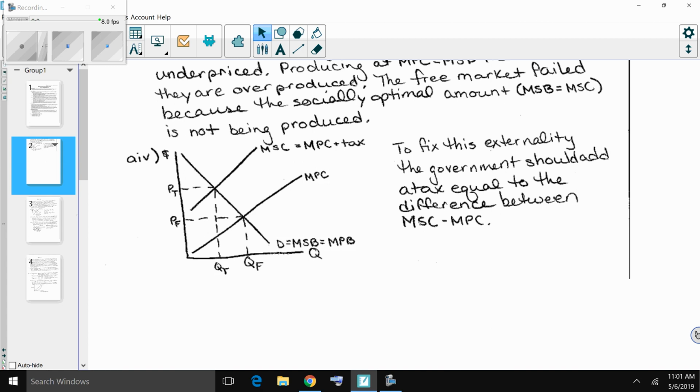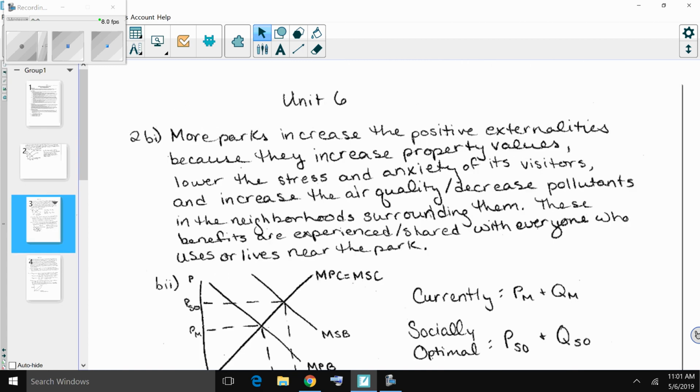Now I'm going to move on to positive externalities. Positive externalities are when you have that external benefit that is received by someone in society who did not pay to produce or consume the product. So more parks increase our positive externalities because they can increase property values, lower stress and anxiety of their visitors, and increase air quality or decrease pollutants in the neighborhoods surrounding them. These are all benefits experienced and shared with anyone who lives or visits that park.